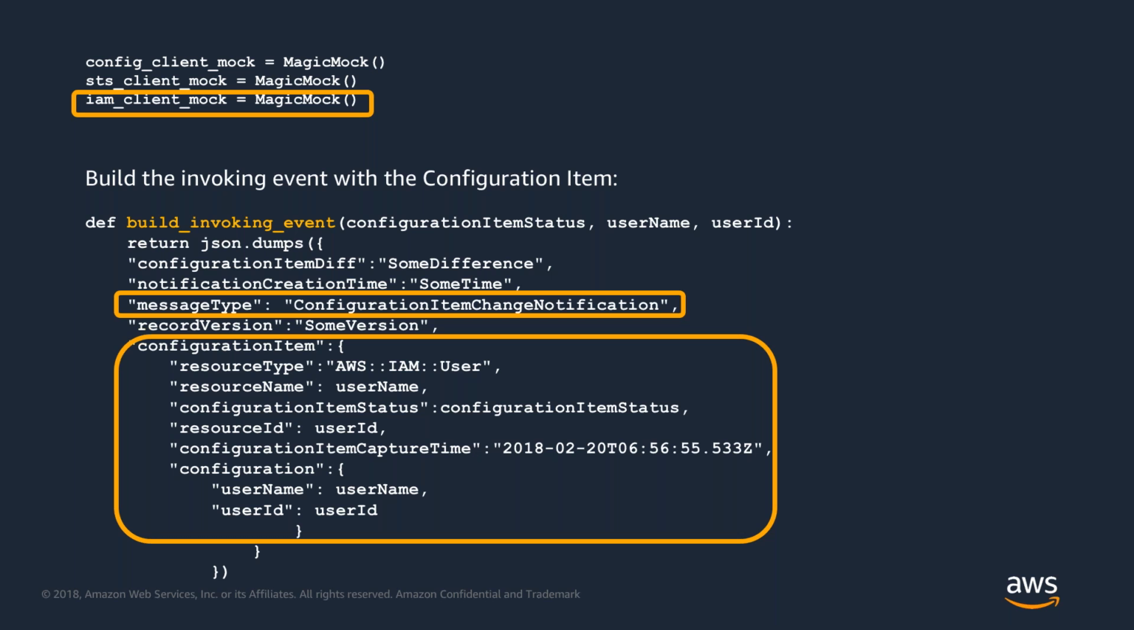The couple of things to highlight here is that we do have to call out the message type, whether it's a configuration item change notification or a schedule notification. So based on a configuration item change trigger or a periodic trigger. For our purposes, it's a configuration item change notification. And then if you can see here, we've built out essentially in the invoking event, the configuration item, putting in the information that you can use from the sample CI that I've shown you earlier.